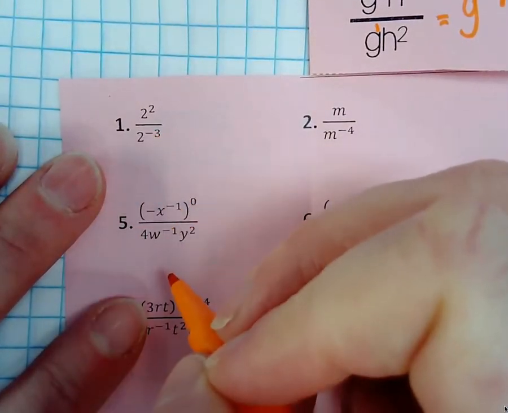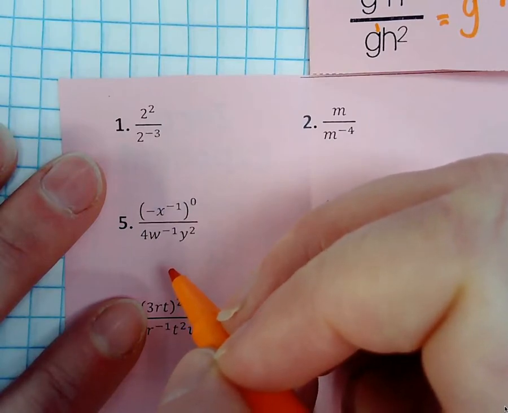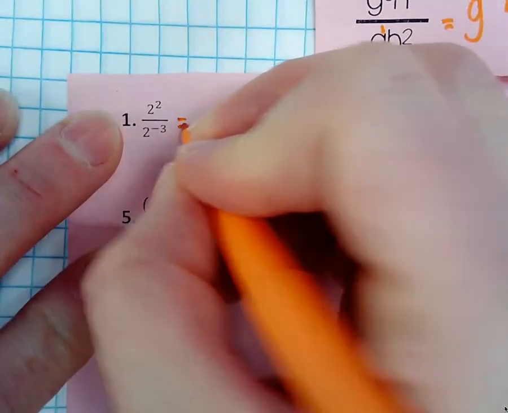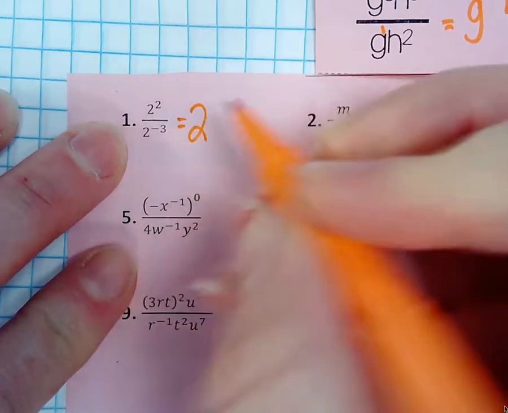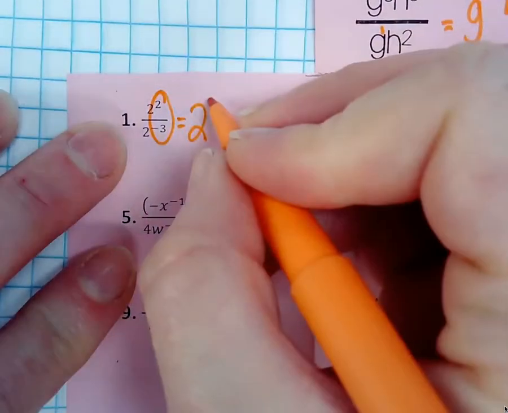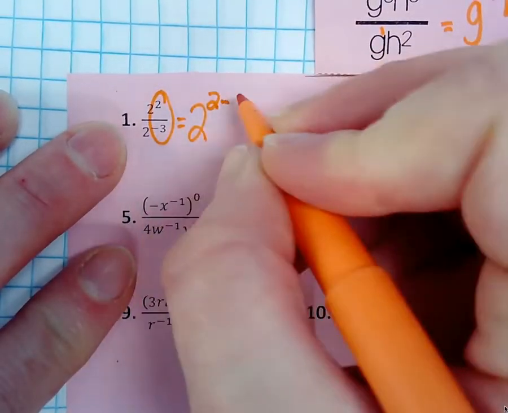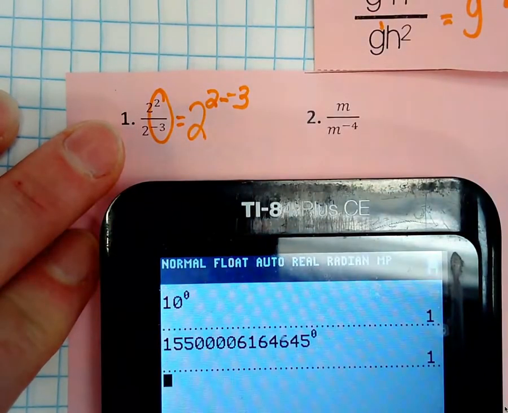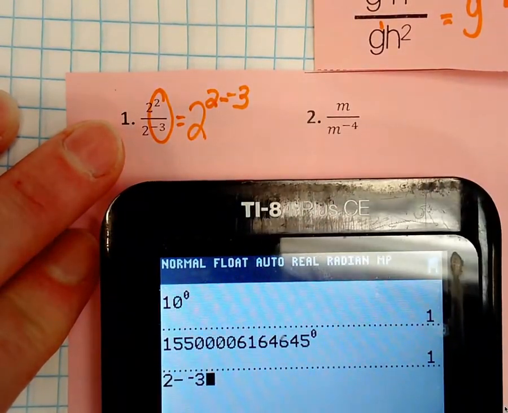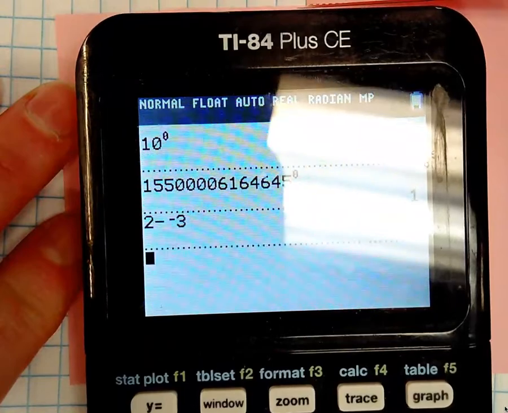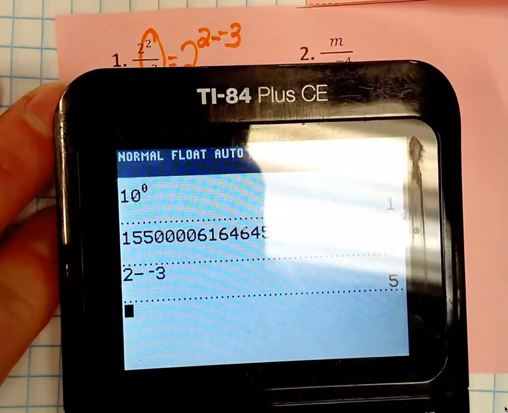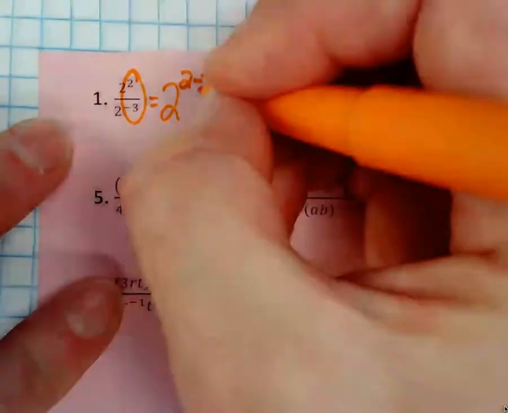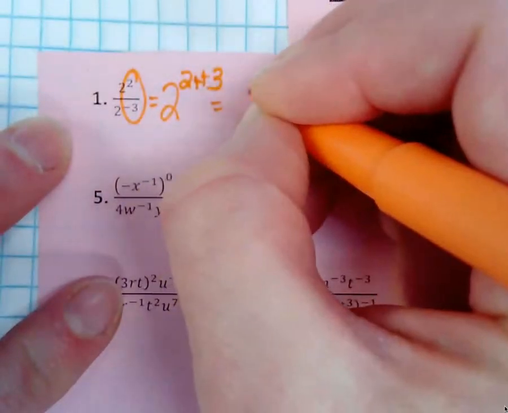This is 2 squared over 2 to the negative 3. What do we do with our exponents? So it'd be 2 to the 2 minus 3. Let's see. What is 2 minus a negative 3? There we go. 5. Because what happens to your minus and negative? Yeah. So this is 2 to the 5.